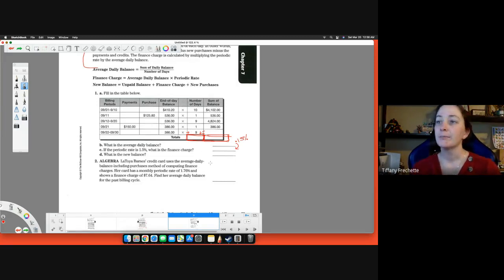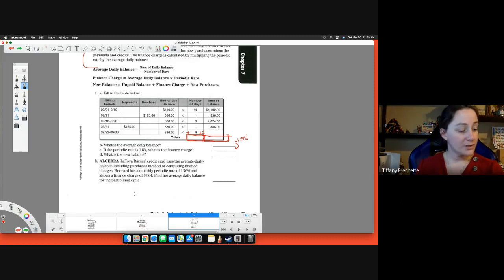So, all right, let's go ahead and look at the Algebra One really quick. Latoya Barnes' credit card uses the average daily balance including purchases method of computing finance charges. Her credit card has a monthly periodic rate of 1.67% and shows a finance charge of $7.64. Find her average daily balance for the past billing cycle.